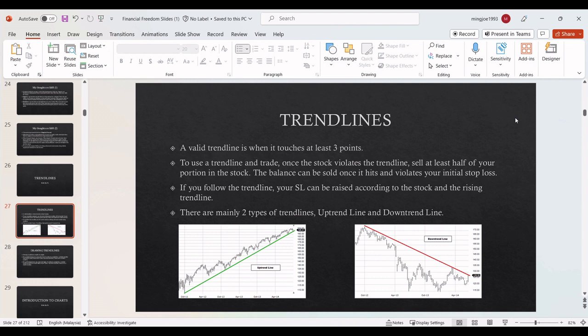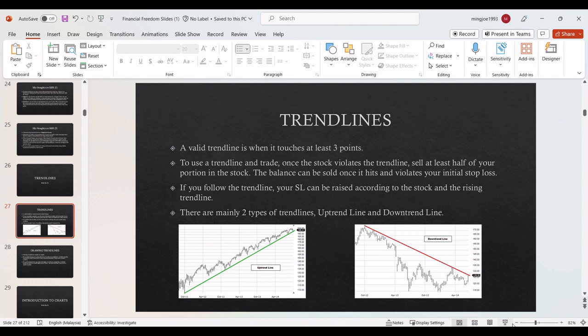So what are trend lines? Basically it's just a line. There is an uptrend and also a downtrend. A valid trend line is when a line touches at least 3 points. Most of the time these points will be a wick, the shadow of the candle, what we call the tail of the candle. But it can also be touching the body.